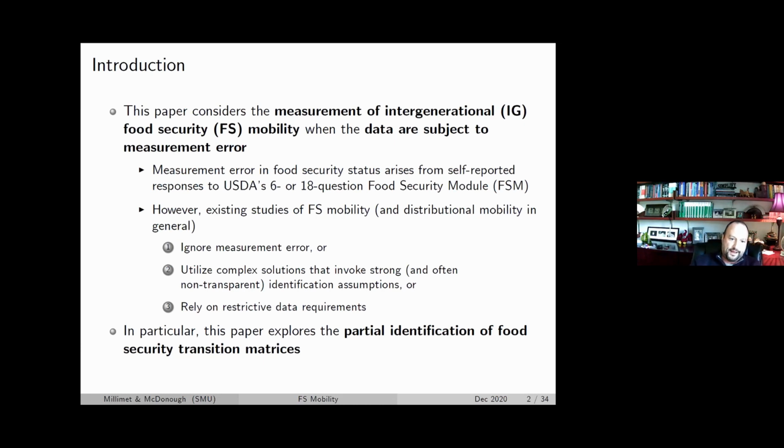All right. So there's very little work done on mobility when it comes to food security. That's partly why they had these calls for proposals of late through this Poverty Center. But just thinking about distributional mobility in general, which I reviewed in some of the earlier work that develops the method I'm going to use in this paper, the most common response is just to ignore measurement error and take the income that's reported as given.